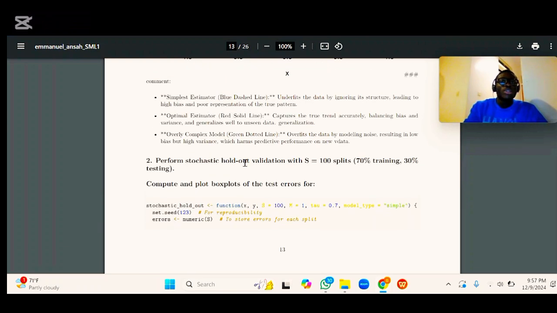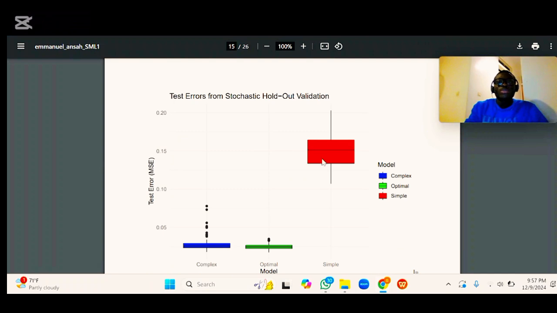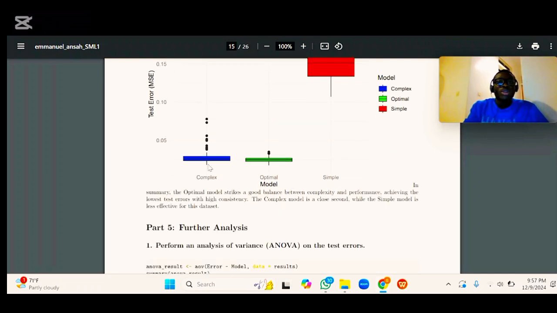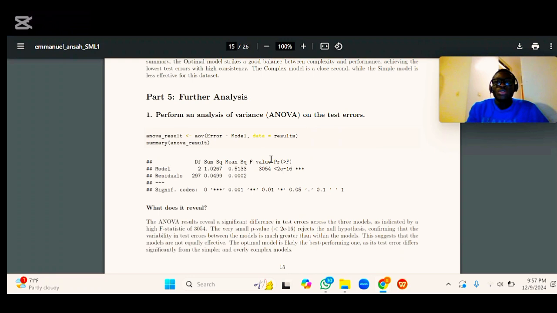So in performing our stochastic holdout to see our test errors, the box plot showed that the simple one had a very large test error compared to the optimal and the complex. But in this plot, I can boldly say that the optimal had a lower test error. This could be because the complex one tends to increase when the degree increases to a certain point. And our ANOVA also confirmed that there is a significant difference in at least two of our models.